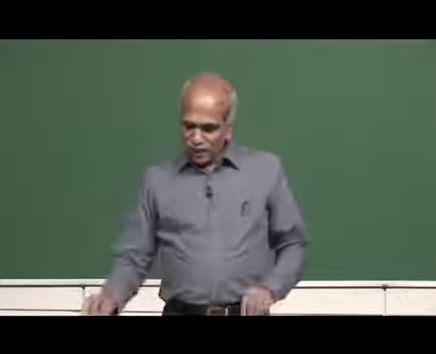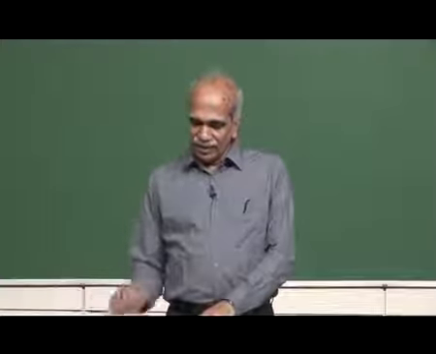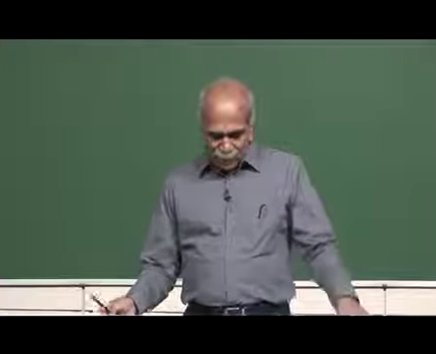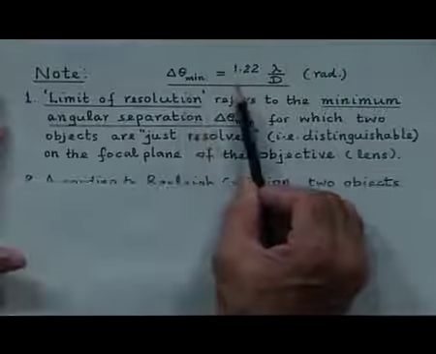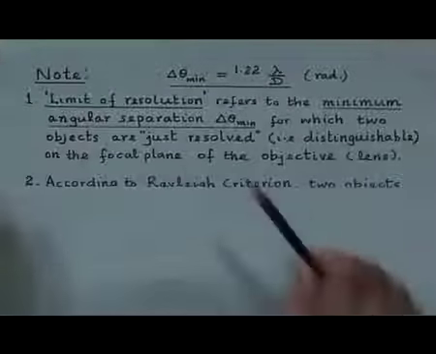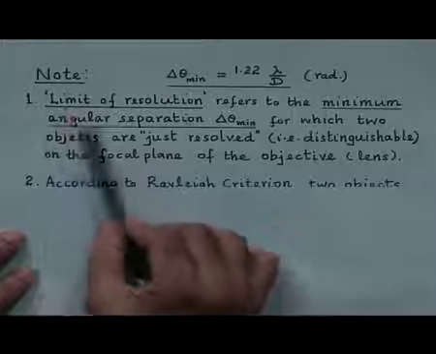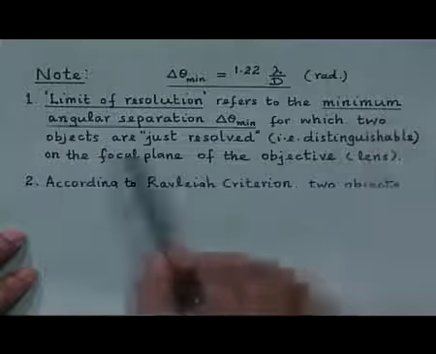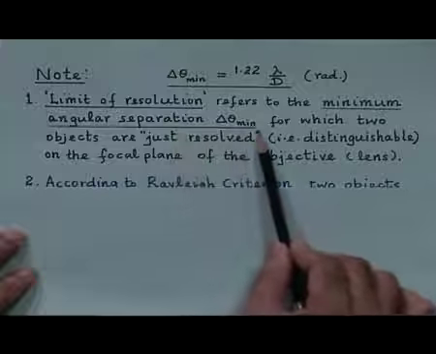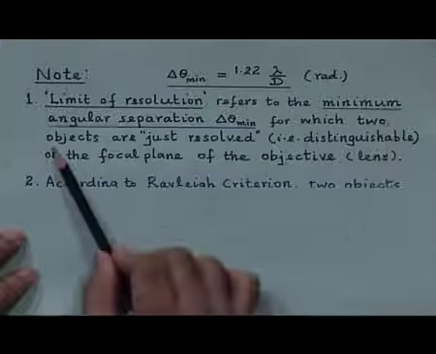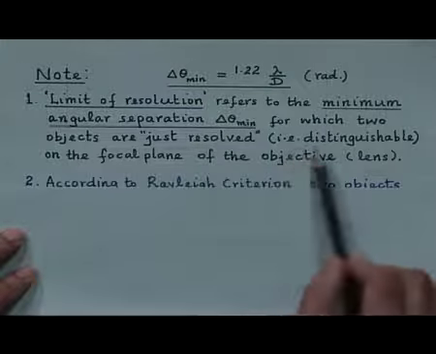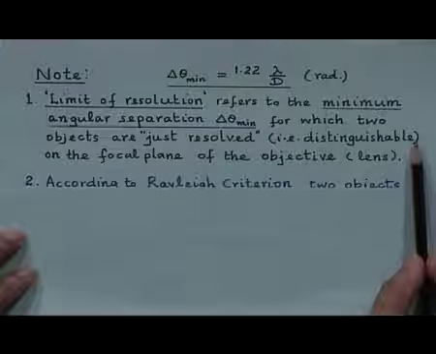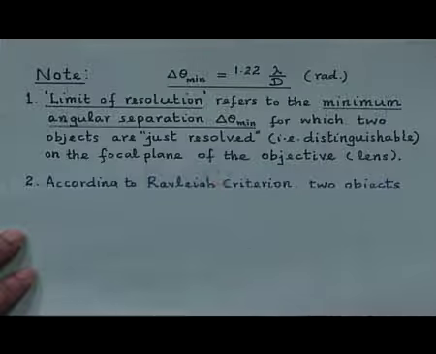Now, this is called the limit of resolution. So, let me discuss this more clearly here. Note, delta theta minimum equal to 1.22 lambda by d. I have written it down clearly here. The limit of resolution refers to the minimum angular separation delta theta minimum for which two objects are just resolved, that is, they are just distinguishable on the focal plane of the objective lens.